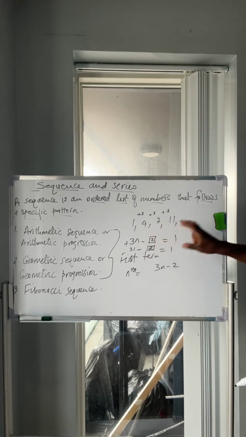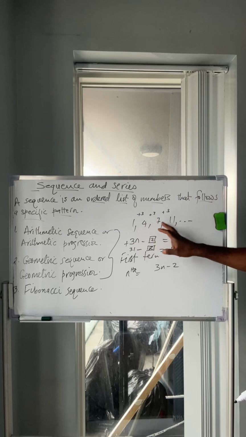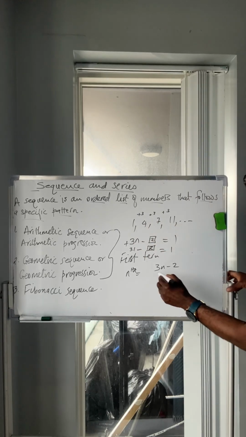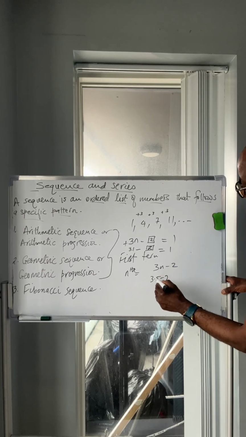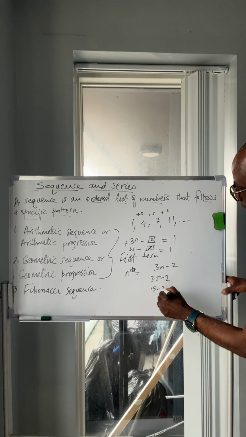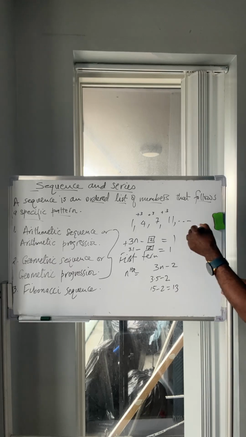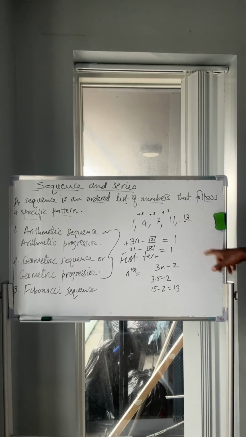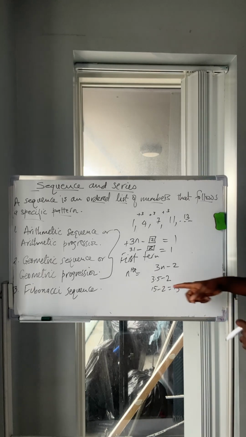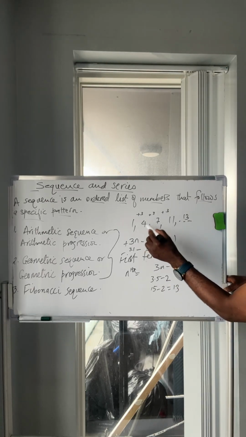1, 2, 3, 4. So if they ask us to find the fifth term, this is 1, 2, 3, 4. Now we want the fifth term. So this is going to be 3 times 5 minus 2. And 3 times 5, which is 15, minus 2, is 13. So the next term will be 13. And you can see between 10 and 13, the difference is 3.